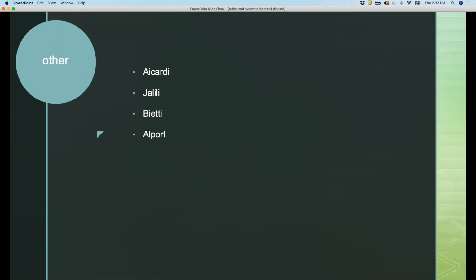And we just have the other category: Aicardi, Jalili, I don't know how to pronounce that, Bietti, and Alport. So can you remember anything about any of these? It's okay if you can't. Yeah, it's like a crystalline retinopathy, right? Yes, exactly. Excellent. It can also have corneal crystals as well. Yes, very good.